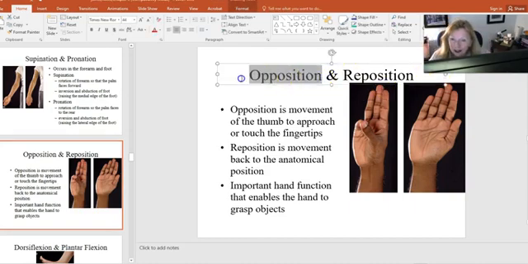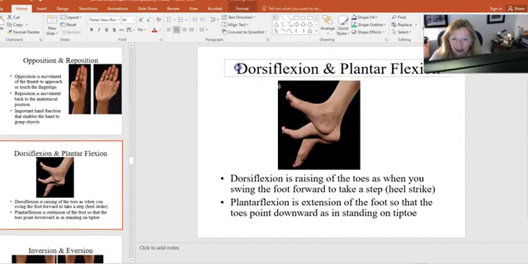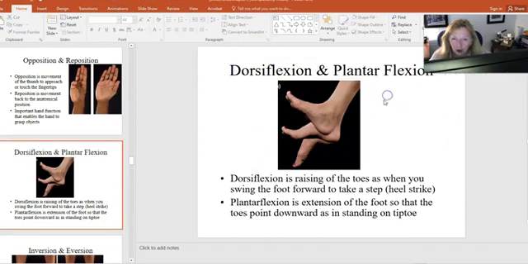Every movement has a movement away from anatomical position and a name for that movement, and then a movement back toward. Dorsiflexion and plantar flexion are terms for the foot. Dorsiflexion is raising your toes like you're going to take a step. You don't want to trip. You have to raise your toes up. So raising your foot is dorsiflexion.